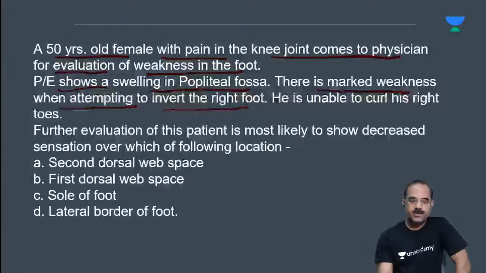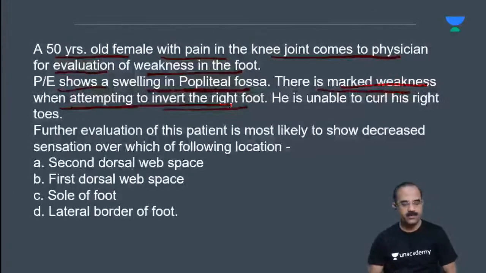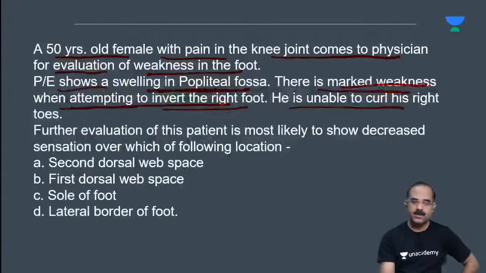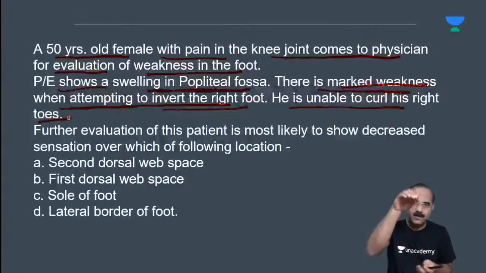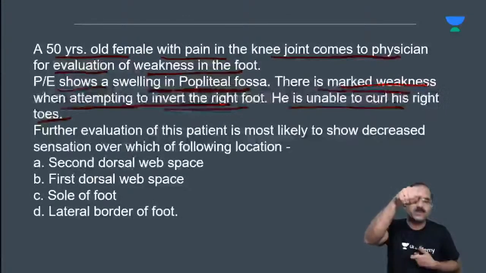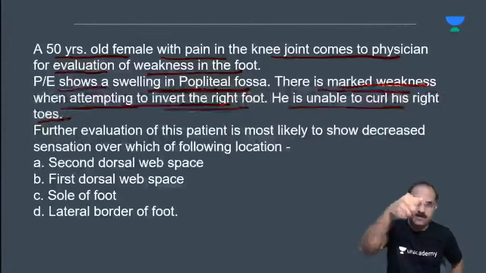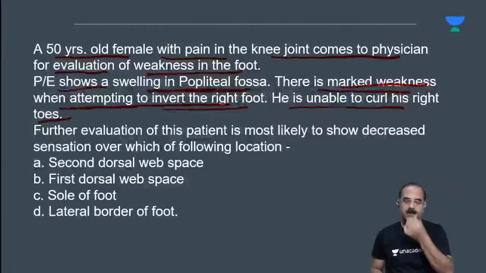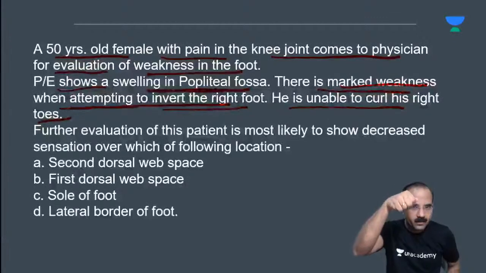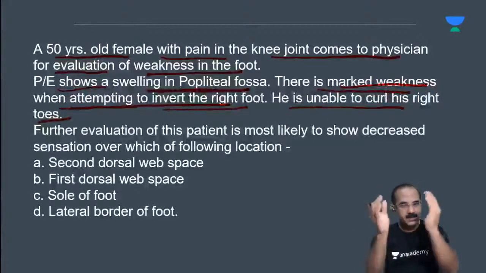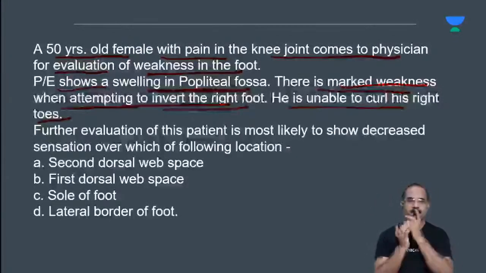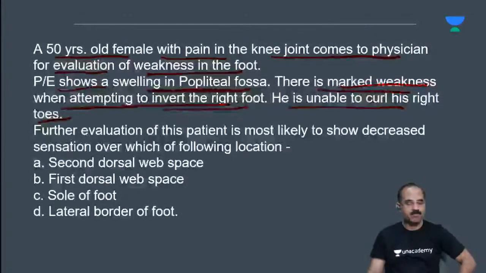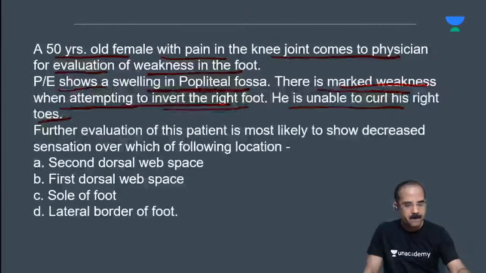So physical examination shows a swelling in the popliteal fossa. There's a marked weakness while attempting to invert the foot. He's unable to curl the right toes. Curl the right toes meaning like this. That is plantar flexion of the right toes, and this is done by the posterior compartment of the leg. Are you following this? Now tell me, which is the nerve involved?